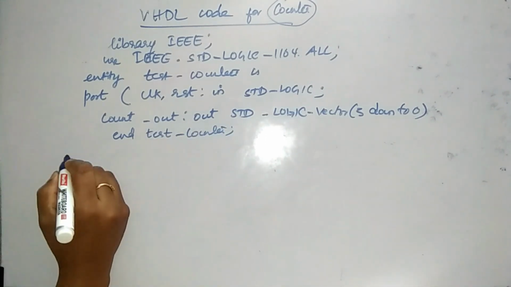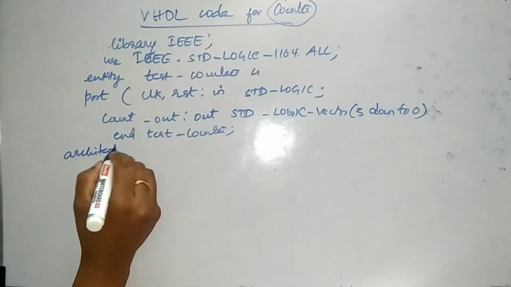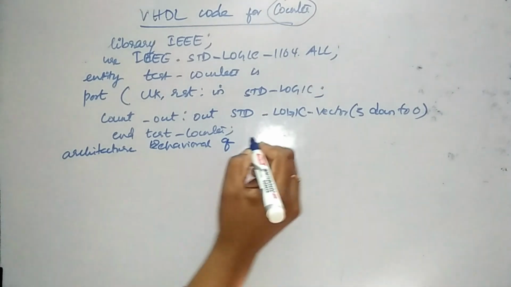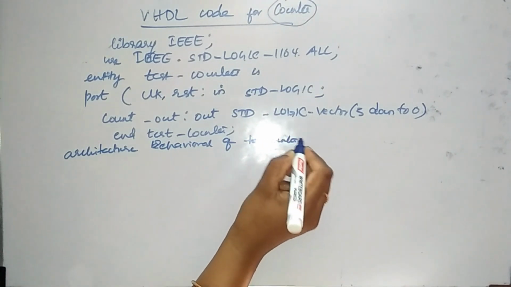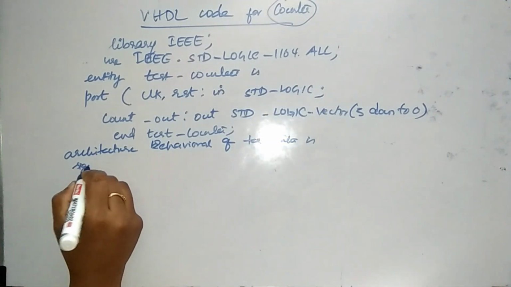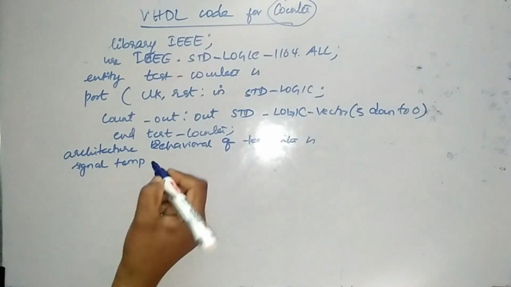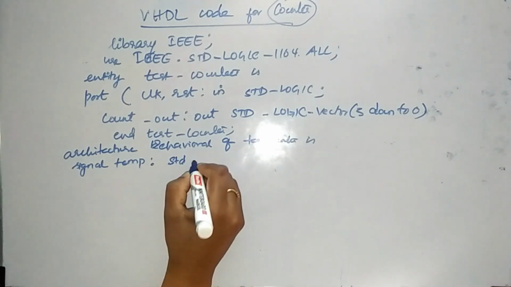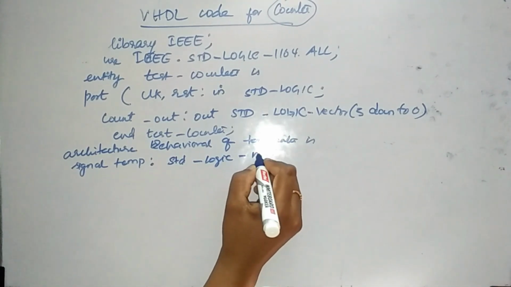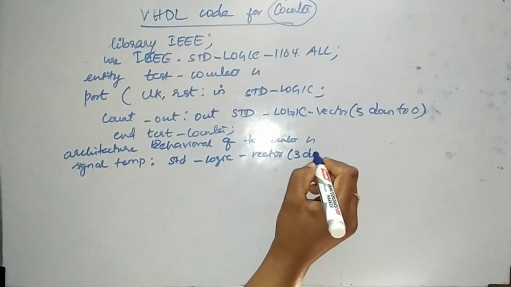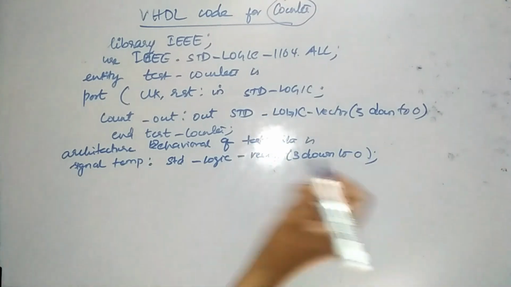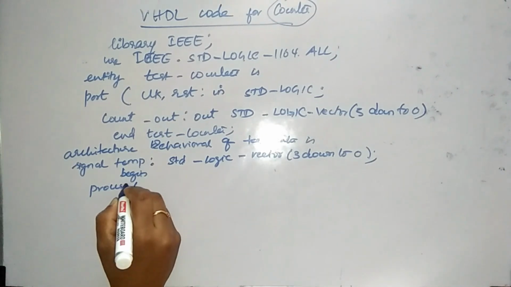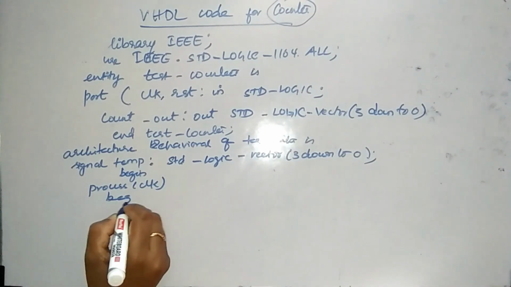Next is the architecture behavioral of test counter. Dear students, I am assigning a signal here, like how we usually do for flip-flops. I am assigning a signal temp, which I am giving as a standard logic vector again, counting from 3 down to 0. So let me begin the process. We know that the process has to begin with the help of the clock, right?